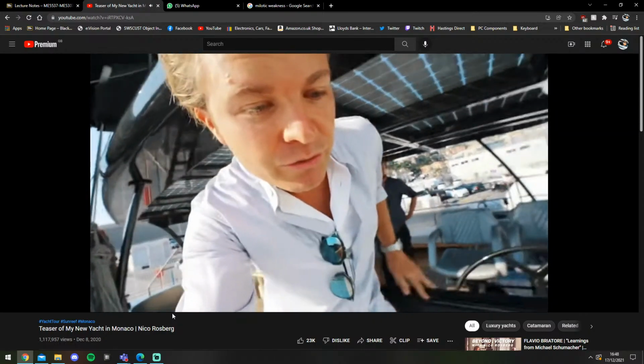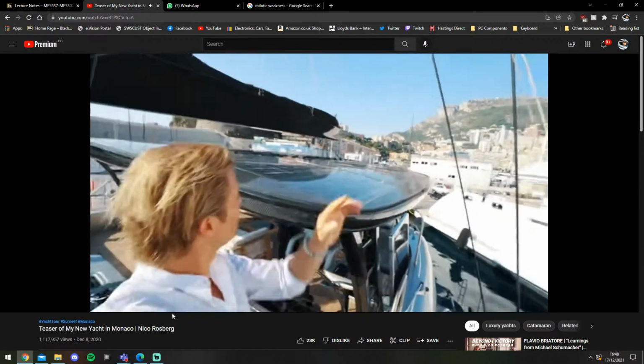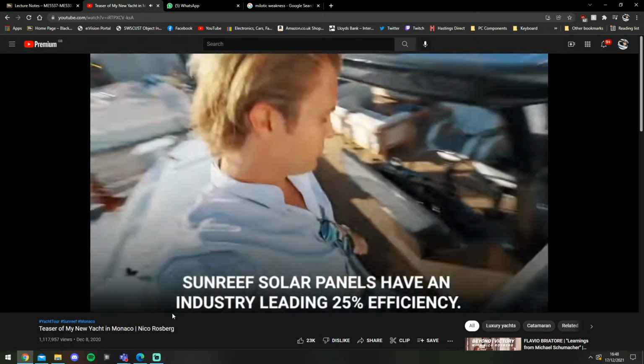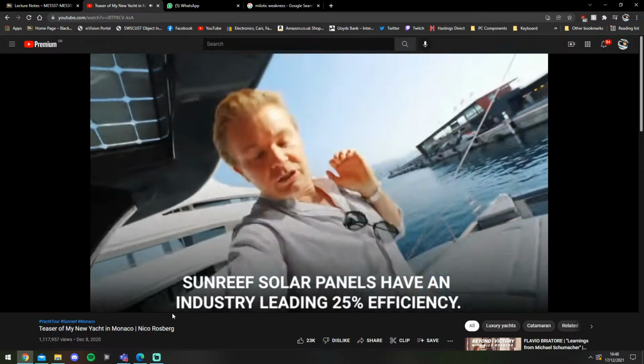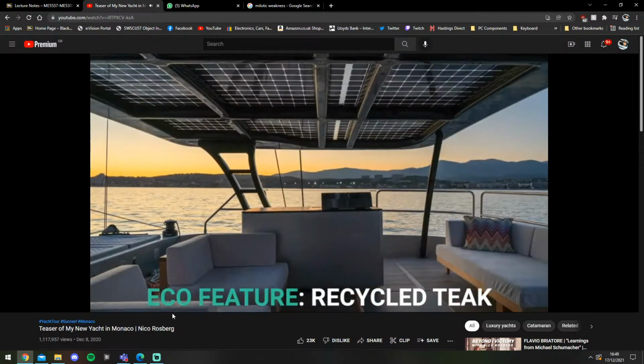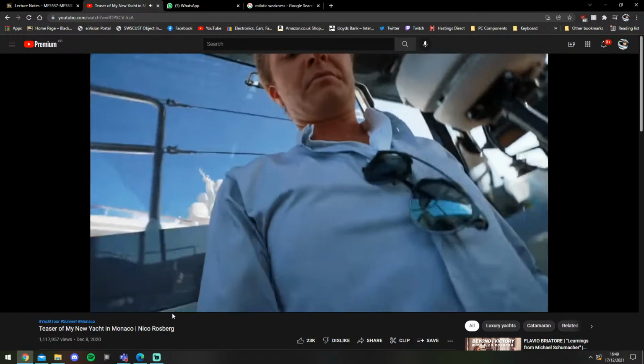All right, let me take you through what makes this boat eco then. So first of all, of course, a lot of solar. You can see the whole roof full of solar panels to charge the batteries that are the energy storage of the boat, and then also teak being made from recycled teak, so that's really cool as well.